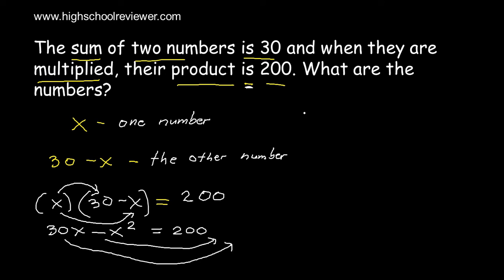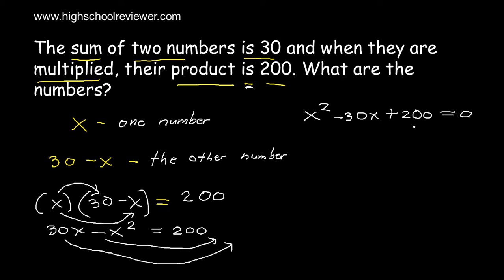So what will be our equation now? Negative x squared, since it was transferred, it will become x squared. And 30x, since it was transferred, it will now become negative 30x. But since 200 was not transferred, it would still remain positive 200. And this will be equal to 0. So we have here now our equation. We can solve this equation now using factoring. So we can factor this out.